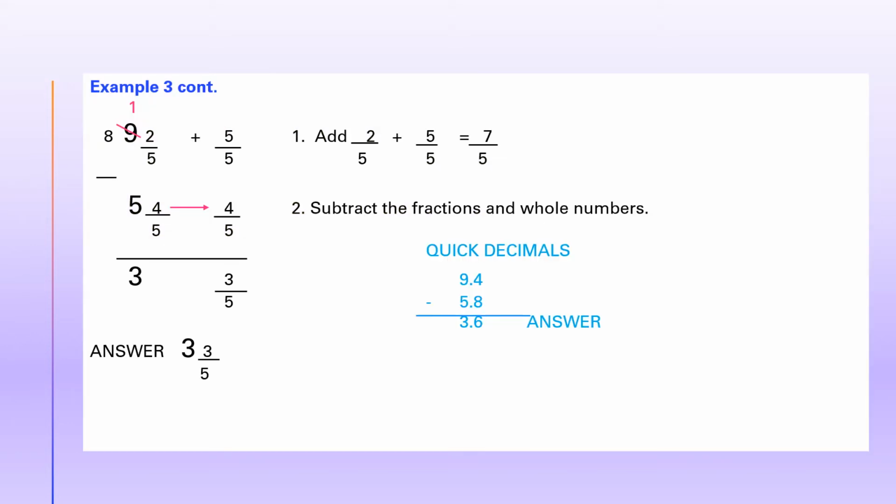Then we add the fifths on top. 2 and 5 gives us 7/5 on top, the fraction. Then we subtract the 4/5, we get 3/5 left. The whole numbers now, it's an 8 on top, take away 5 gives us 3. 3 3/5. Again, as a decimal, it's much quicker and much faster. 9.4, subtract 5.8, and the answer is 3.6.